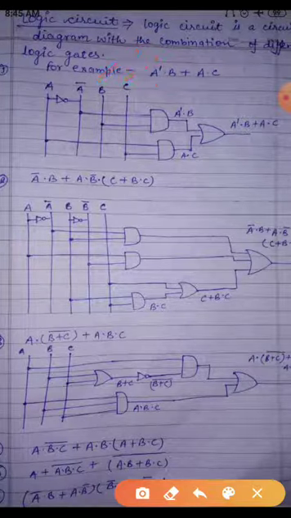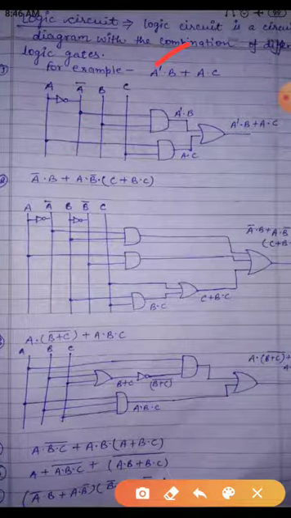Next, what will you do? This line is A bar. In this one, put a dot. This is called katiya. You know, wire में katiya फंसाते हैं. Like that, you connect with A bar. Then the second one is B, so you connect with B.